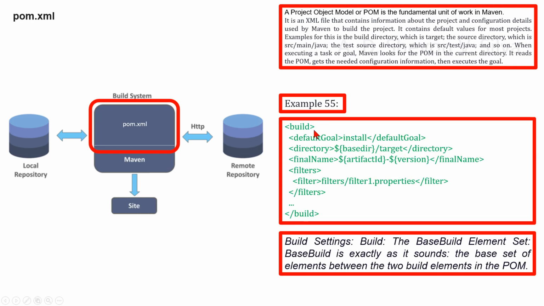Here we are considering the base build element set in build settings. Base build is exactly as it sounds, the base set of elements between two build elements of the POM. Here the default goal is the goal or phase to execute if none is given. If a goal is given, it should be defined as it is on the command line, such as jar:jar. The same goes for a phase, such as install.